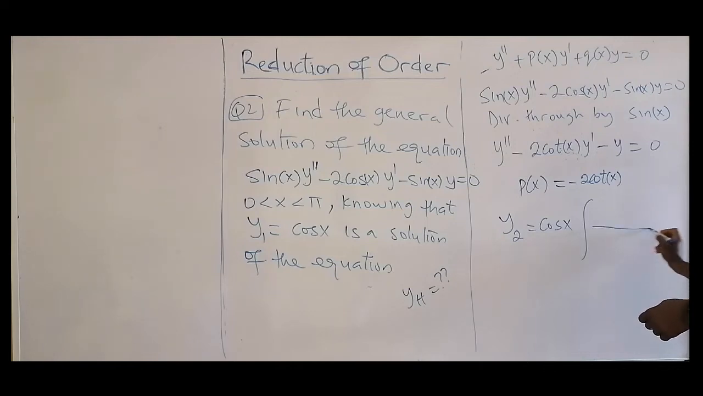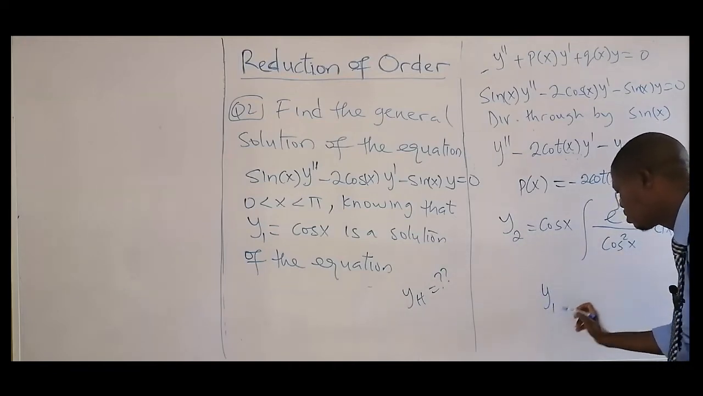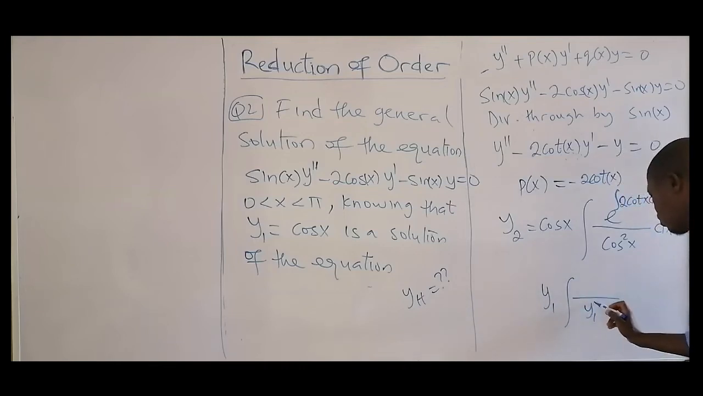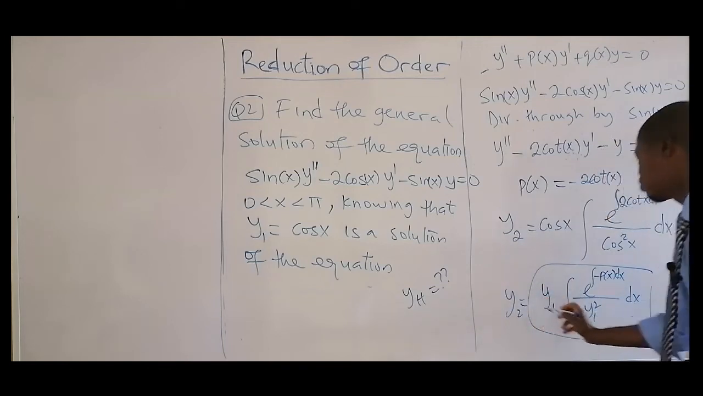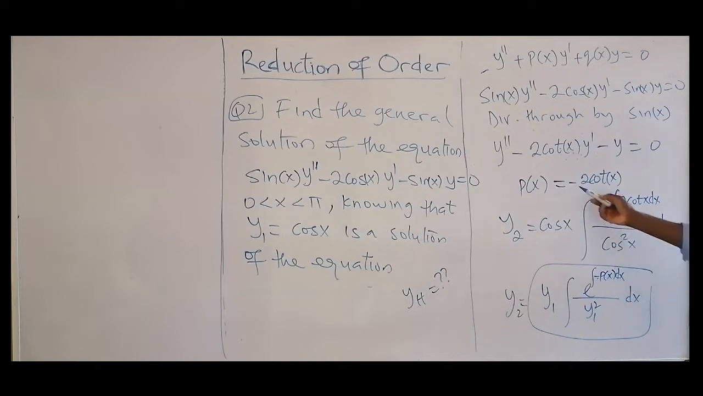Over y1 squared, that's cos square x. Then the integral of what? Minus is there from your formula, and then with this p of x minus, it becomes plus, and that'll be 2 cot x dx for this integral, and then dx for the whole solution. So this formula we are using: y1 times the integral of y1 squared, and then e to the power of minus what? Minus p of x dx, and then dx. So that's the formula we're using to get the second solution. There is a minus here in the formula, and there is a minus here in the p of x. So it negates, it cancels out.